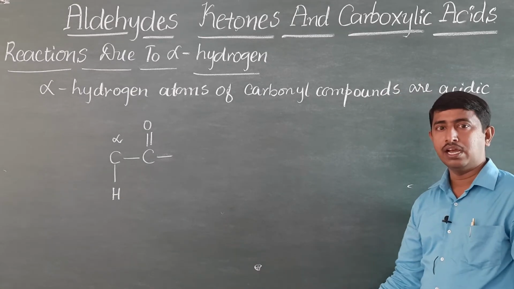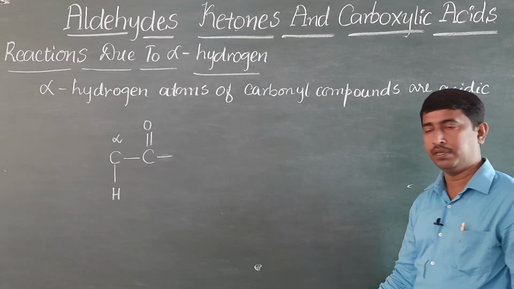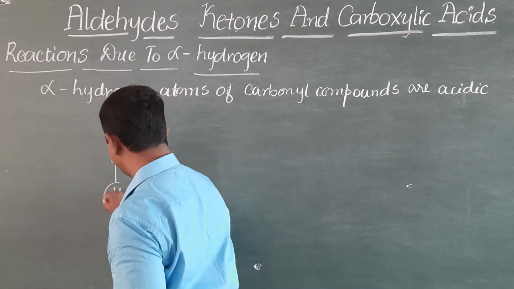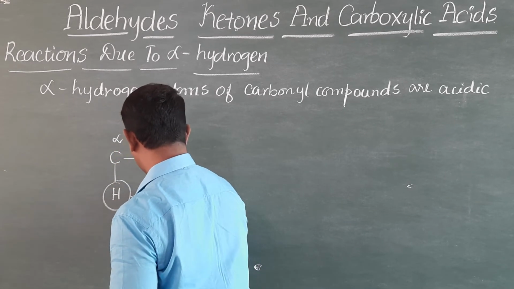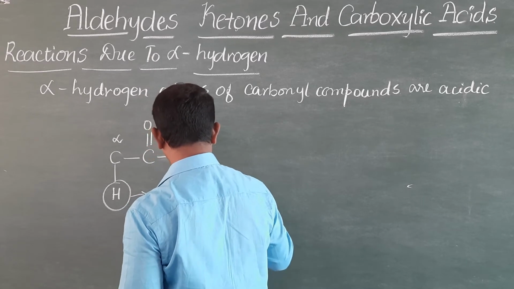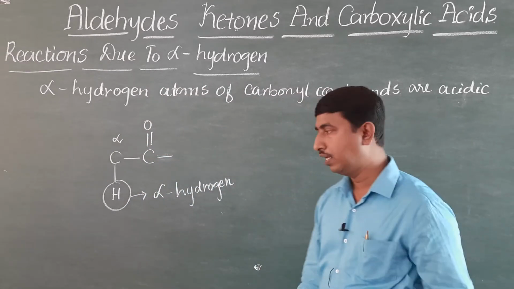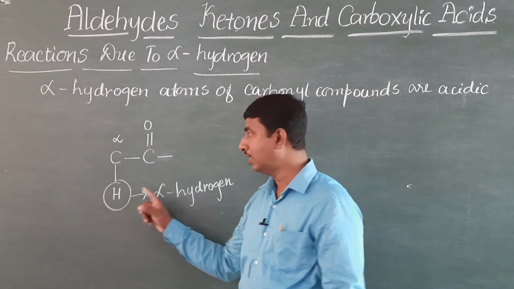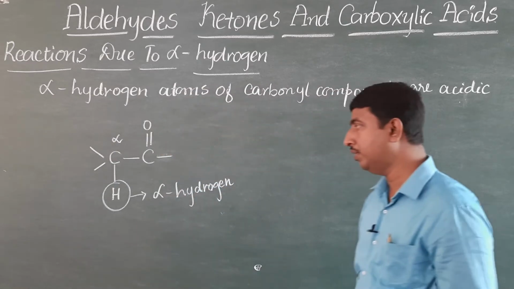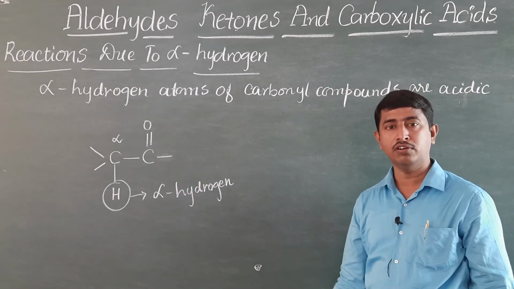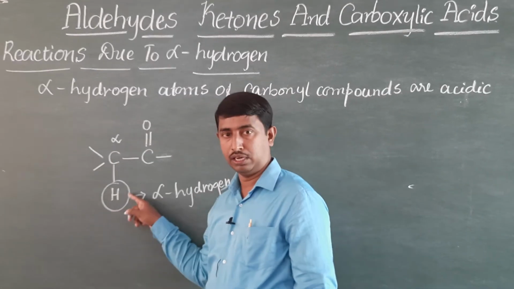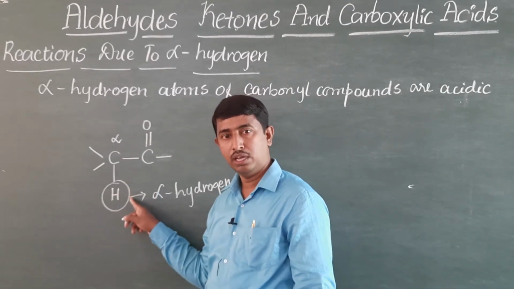So here alpha hydrogen atoms are acidic, means this hydrogen, this is alpha hydrogen, it is acidic. It is acidic, means this hydrogen can be easily removed in the form of H plus. So it can be easily removed means this bond must be weaker. Carbon hydrogen bond must be weaker.